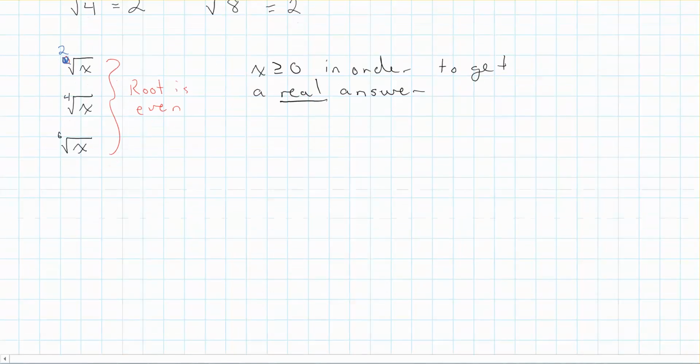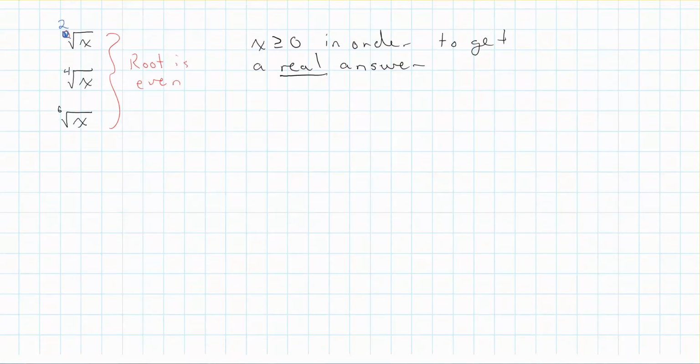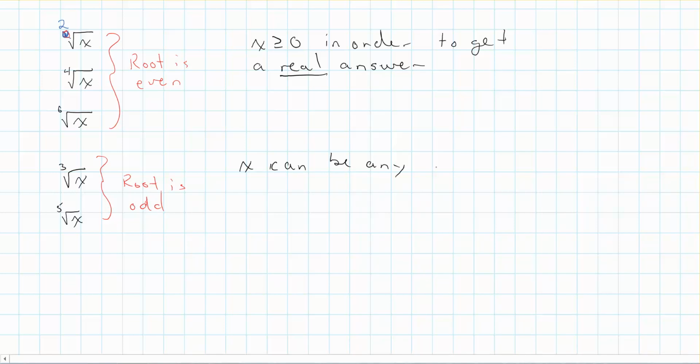But the one thing I want to point out is that just because we have to be concerned about x being greater than or equal to 0 for the even roots, when you have an odd root, for instance, the cube root of x, the 5th root of x, and so on, these all have in common that the root is odd, and x can be any real number.